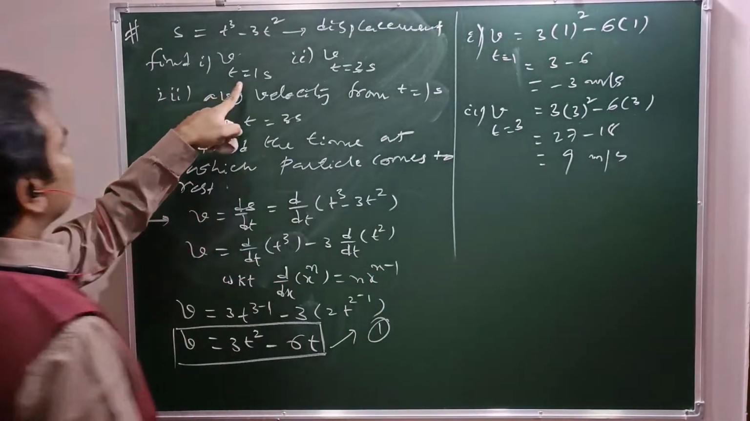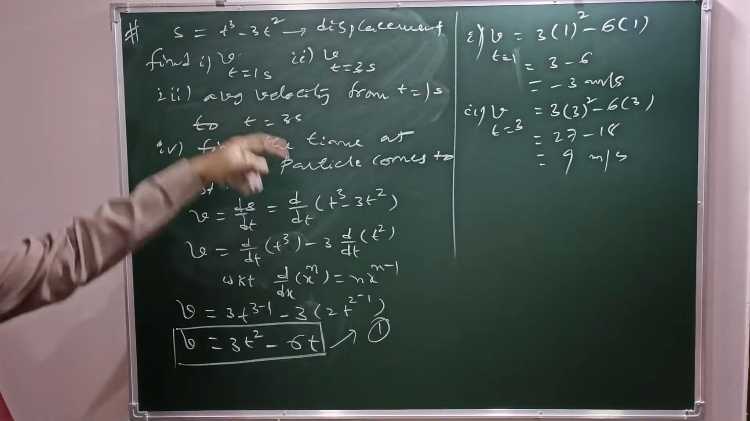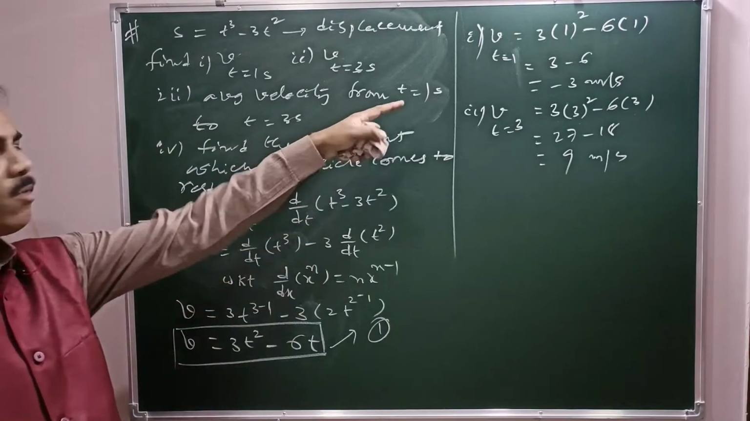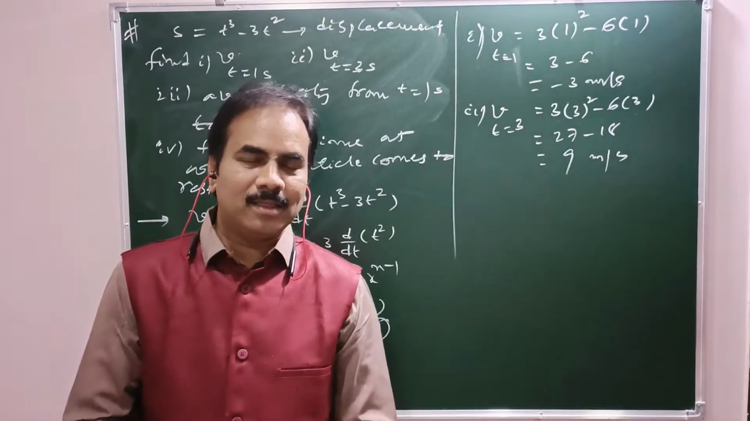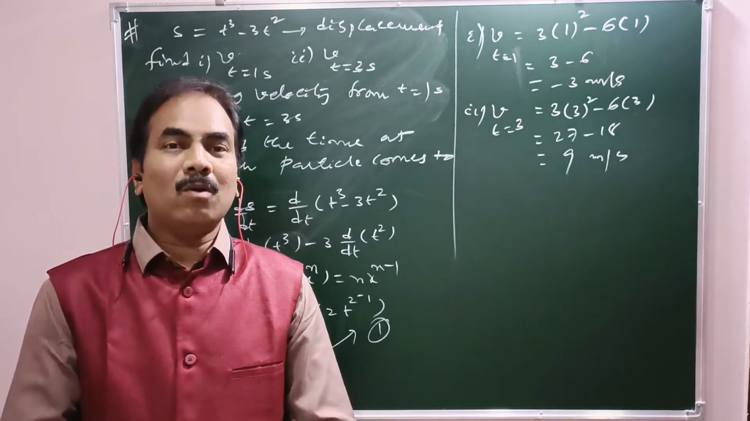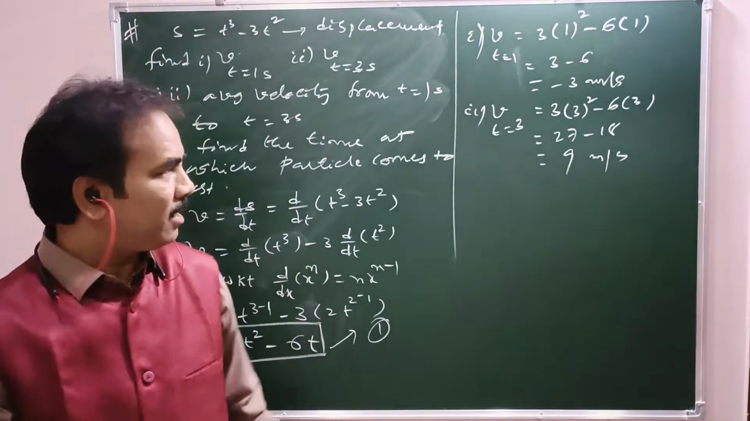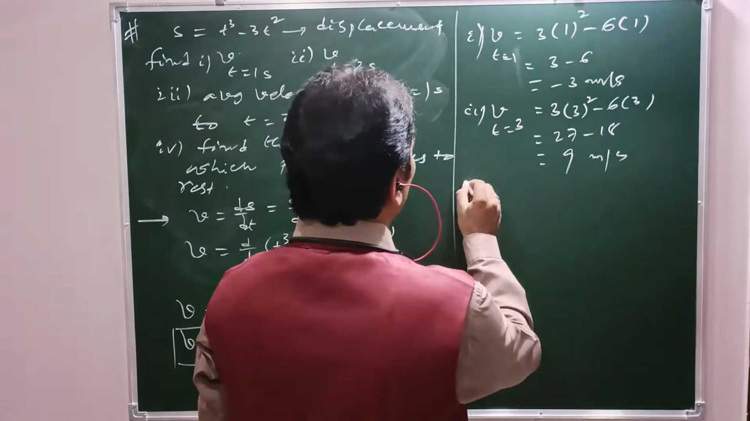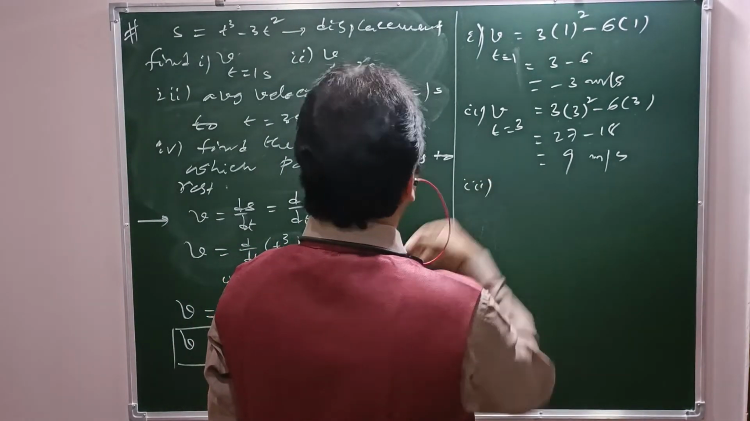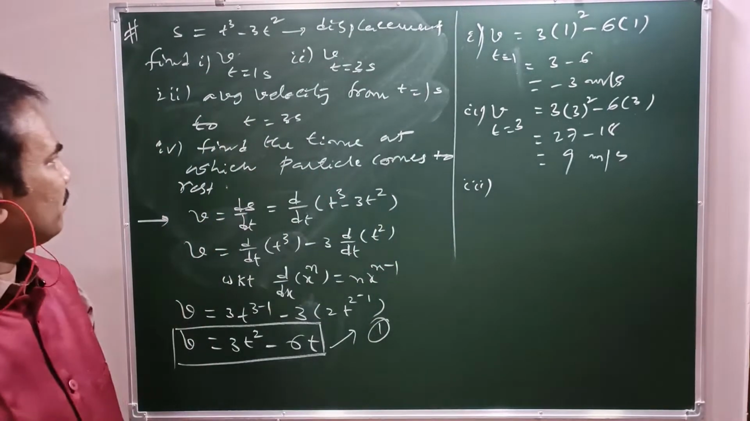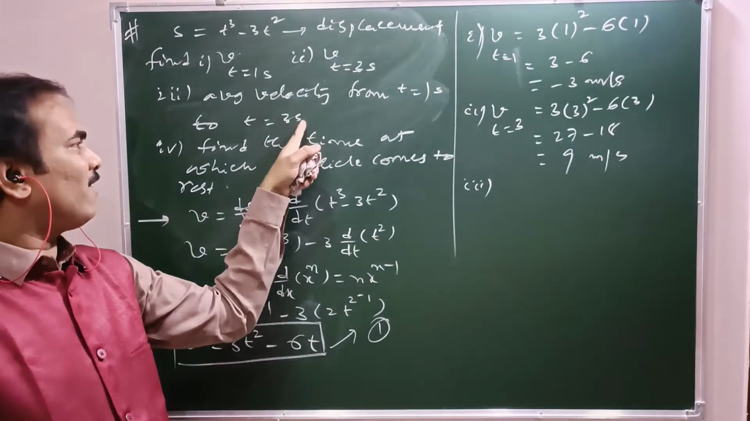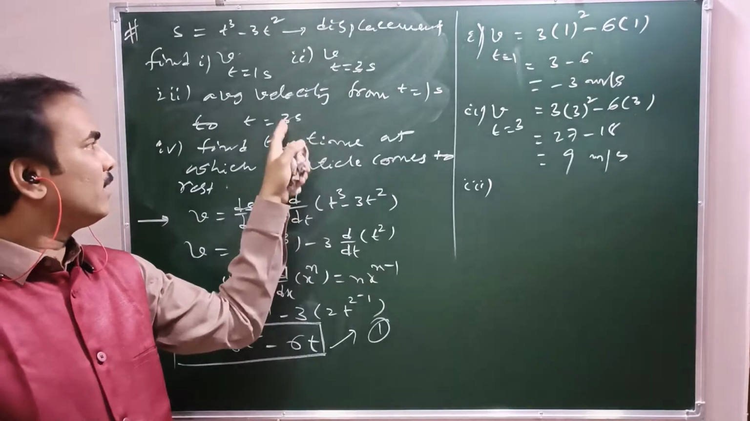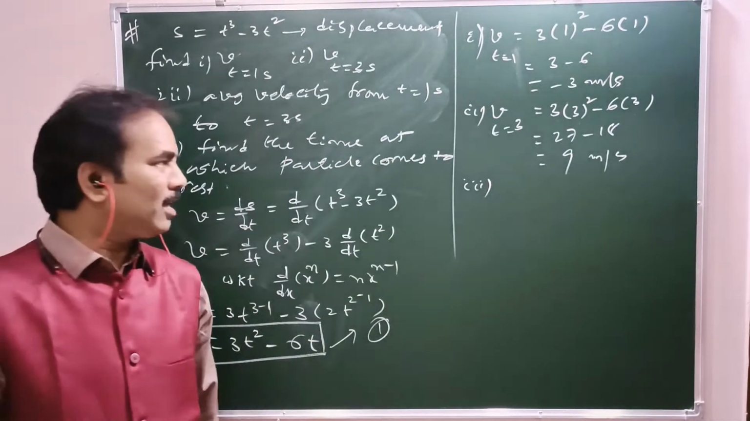Now coming to the third question. Find average velocity from t equal to 1 second to t equal to 3 seconds. What is the definition of average velocity? The total displacement upon total time taken to cover that displacement. Am I right? So average velocity means displacement covered from 1 second to 3 seconds, divided by 3 minus 1, that is 2 seconds.